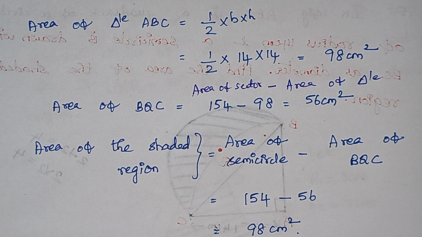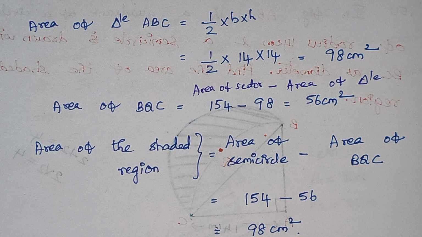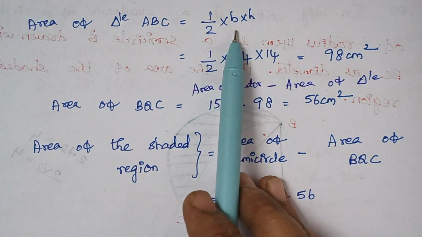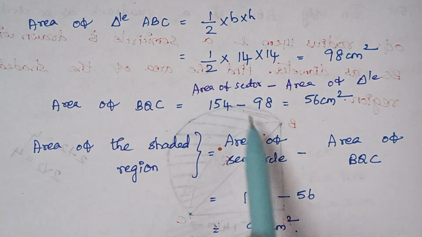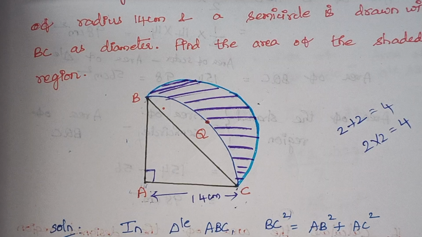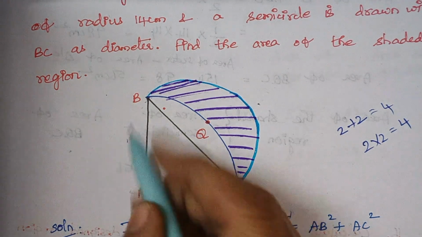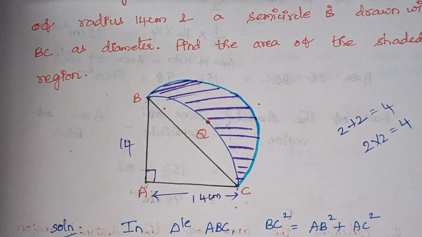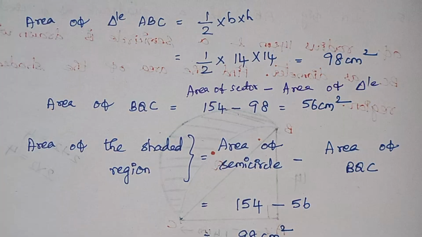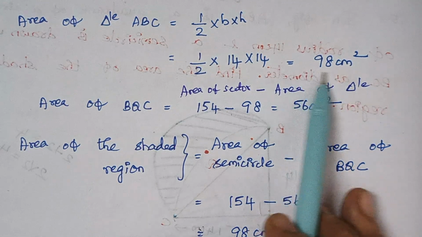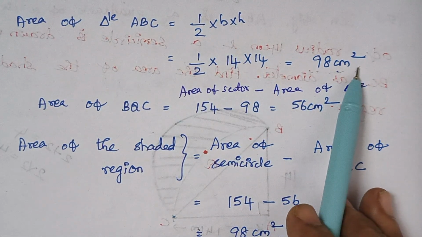So now here we are calculating the area of the triangle ABC. So here the formula is half into base into height. So again when you look at the problem, this is your base and this is your height. All are having the same value, 14 centimeter, right? So when you multiply half into 14 into 14, that gives 98 centimeter square.